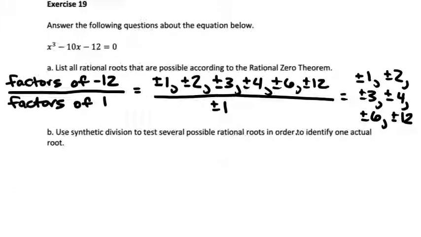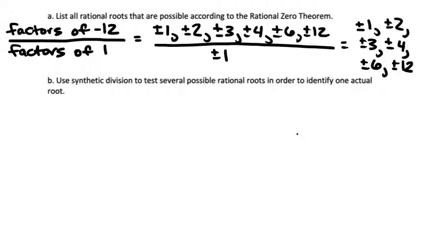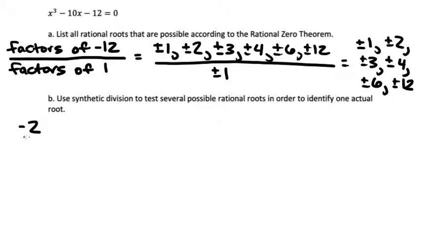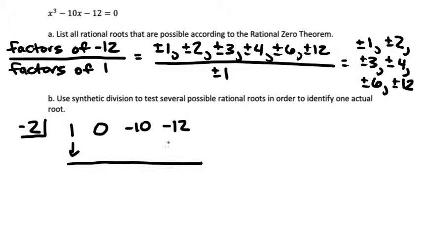Now I'm going to use synthetic division to test them in order to find one that works. I'm going to start with -2. And when I'm listing my coefficients here, I need to remember that because there is no x squared term, I need to put a 0 in that place. So it's going to be 1, 0, -10, and -12. If you don't have those listed correctly, then the synthetic division is not going to work and you're not going to get the problem right.